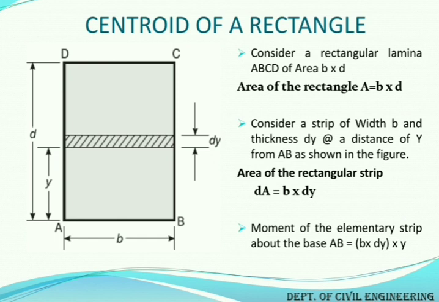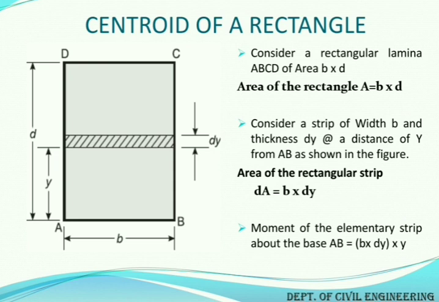First step: we have identified the figure as a rectangle, and the area of the rectangle is breadth into depth, that is B into D. That is, capital A, the area, is equal to B into D. Next, we'll consider a small elemental strip which has a depth of dy, breadth of B itself, and it is located at a distance y from AB.